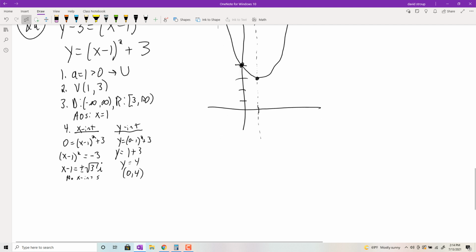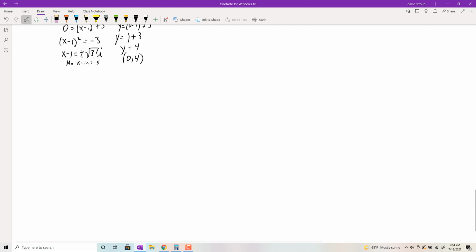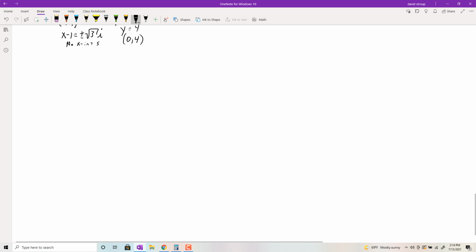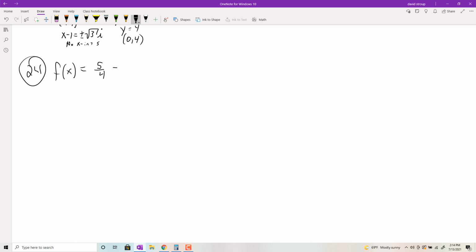Okay, let's try one with a fraction, just because those are so annoying. Okay, I'm going to rewrite this so it's in our sort of standard form. And now I can start getting my information. So the a value is -1, it's less than 0, so you have a sad face.